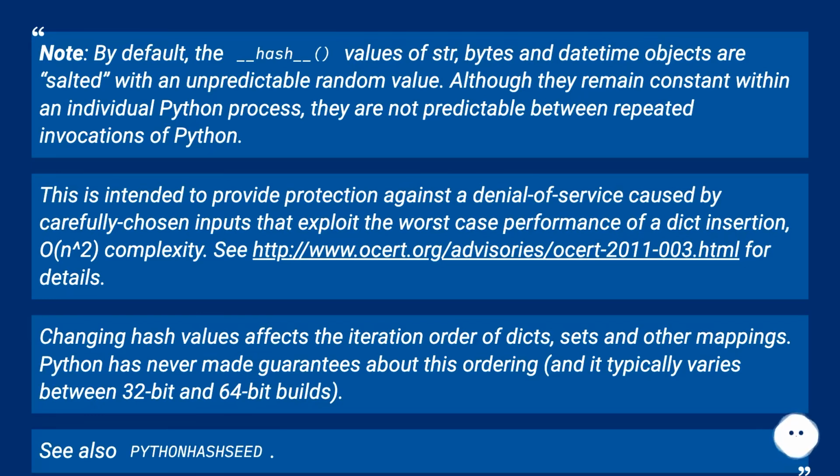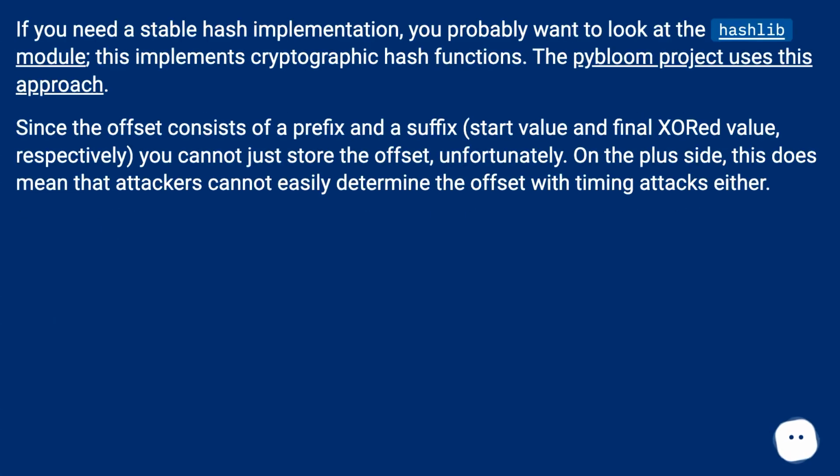Changing hash values affects the iteration order of dicts, sets, and other mappings. Python has never made guarantees about this ordering, and it typically varies between 32-bit and 64-bit builds. See also PYTHONHASHSEED. If you need a stable hash implementation, you probably want to look at the hashlib module. This implements cryptographic hash functions.